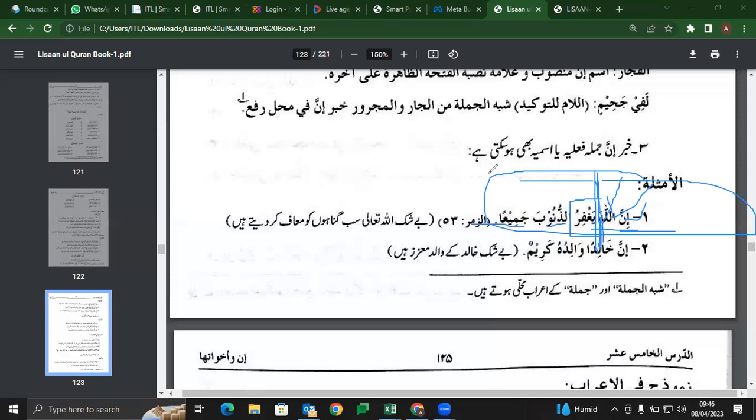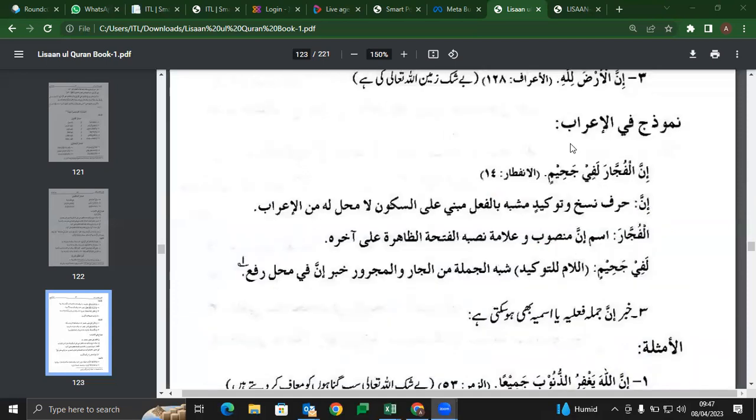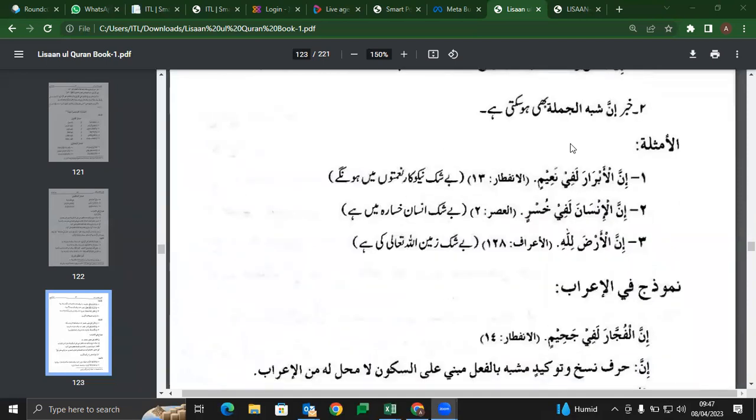So this khabar is jumlatul fi'liya. Why? Because it starts with a fi'l. The khabar starts with a fi'l. In the other examples above, the khabar started with an ism, right?